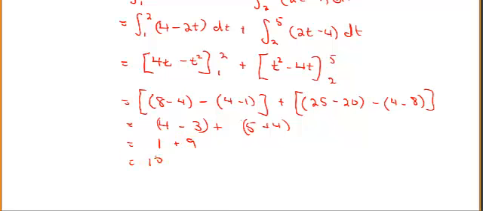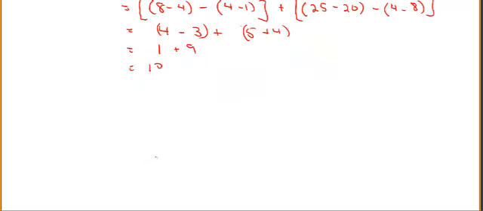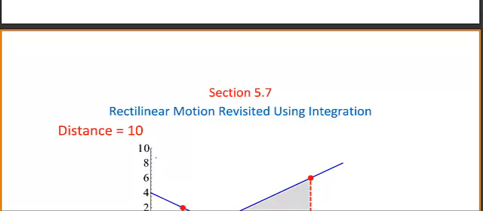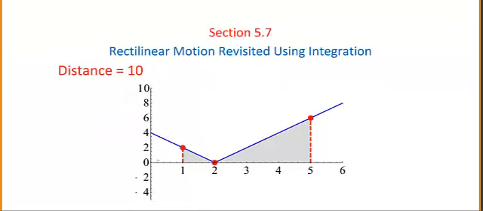So it'll have traveled, even though the change in position was only positive 8, the distance traveled was 10, meaning that it backtracked a little ways, so there'd be a change in distance, but not a change in position.